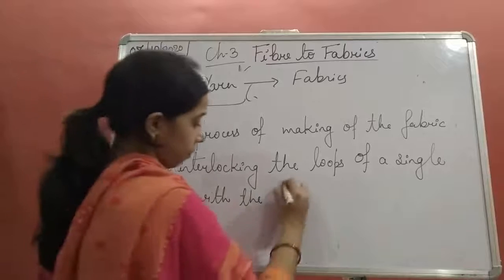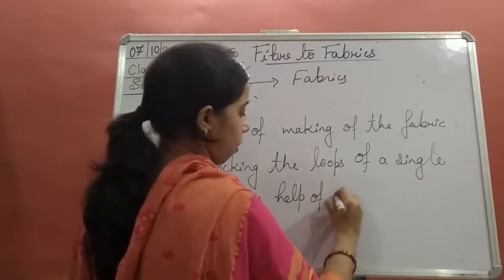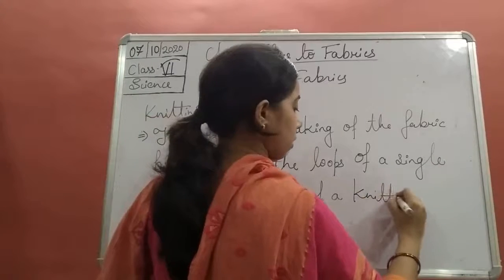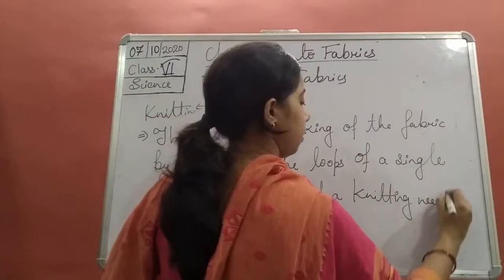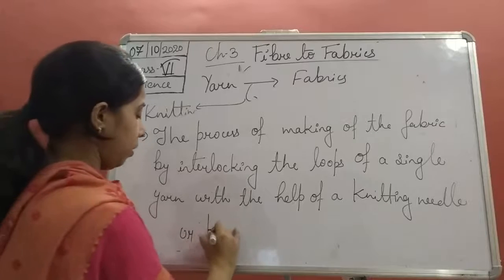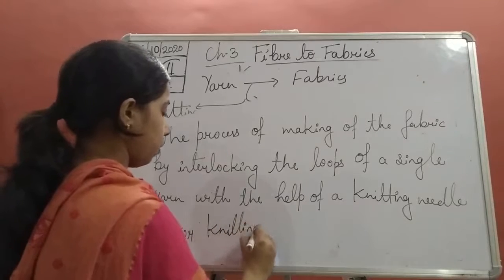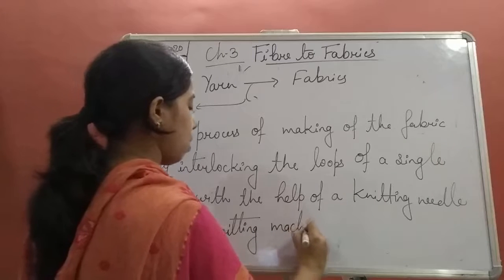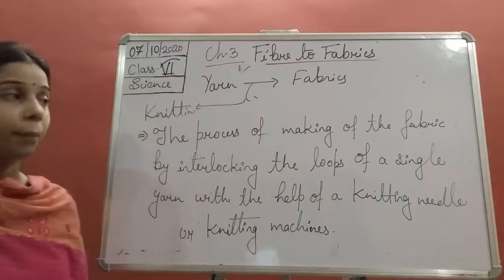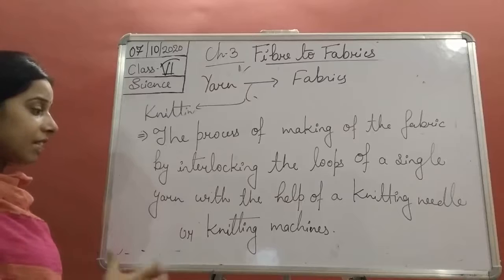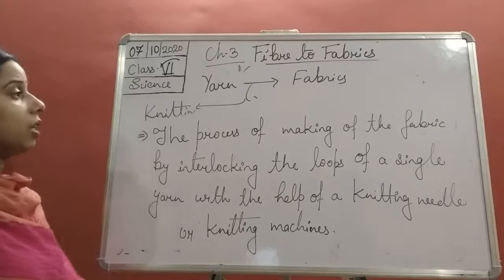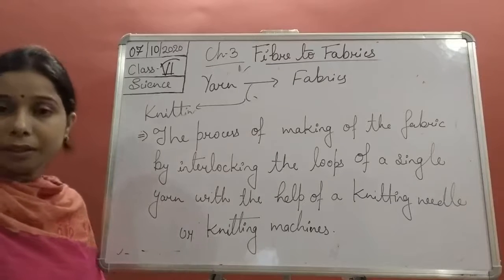Interlocking the loop of a single yarn with the help of a knitting needle or knitting machine. So the process of making the fabric by interlocking the loops of a single yarn with the help of the knitting needle or the knitting machine, that process is known as knitting.